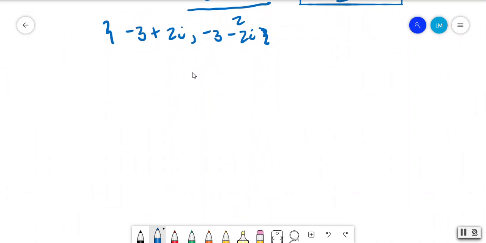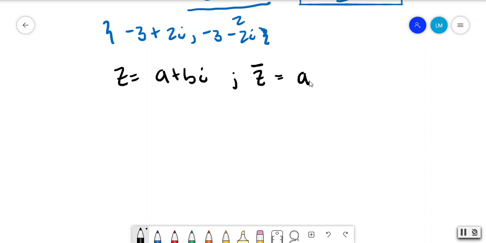Basically, those represent conjugates of each other. For example, if you have z equals a plus b i, then the conjugate is a minus b i. So it's essentially just the opposite in sign.